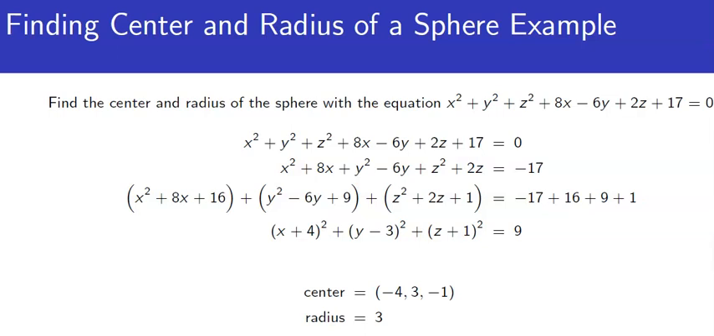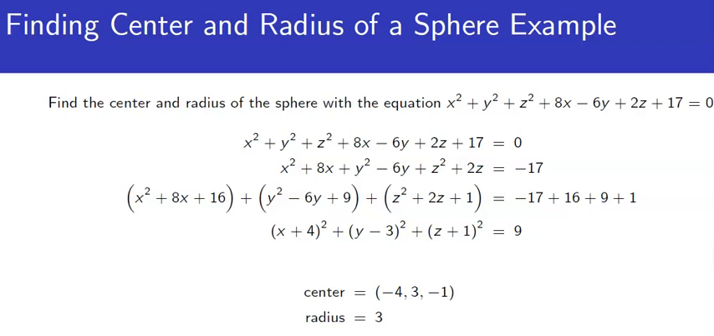In this video, we find the center and radius of a sphere with a given equation. So, we're given the equation x squared plus y squared plus z squared plus 8x minus 6y plus 2z plus 17 equals 0, and we're being asked to find the center and radius of this sphere.